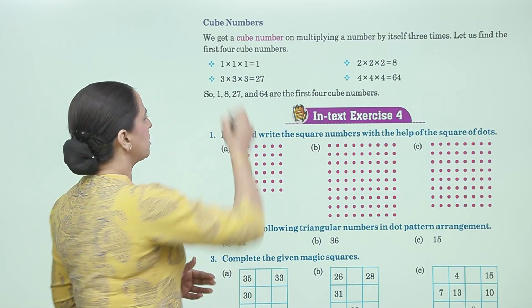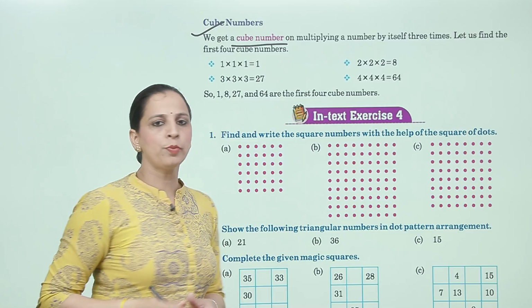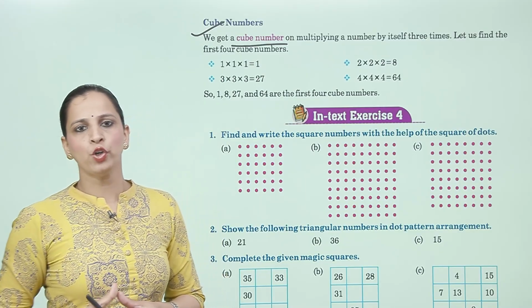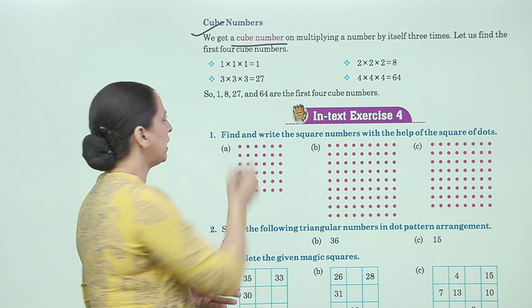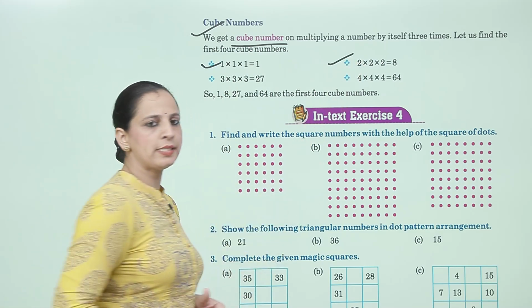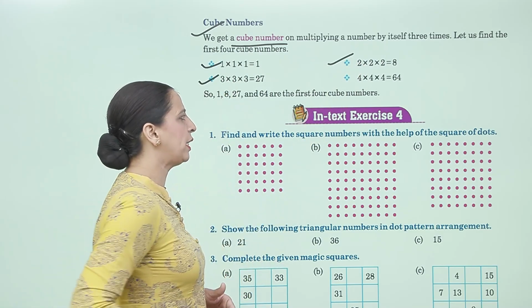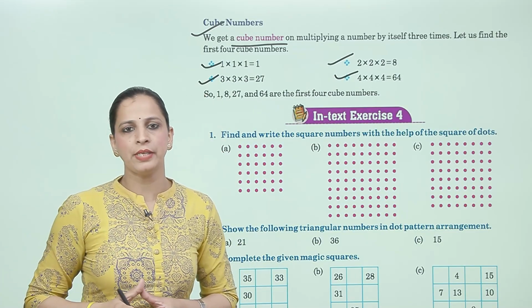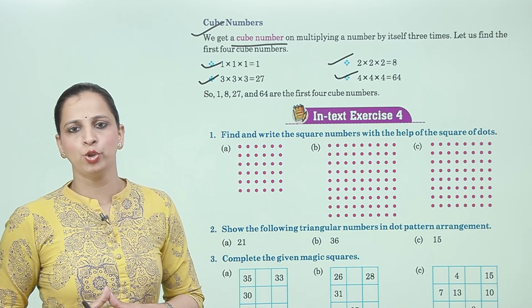Now, cube numbers. We get a cube number on multiplying a number by itself 3 times. Let us find the first 4 cube numbers. 1 into 1 into 1 is 1, 2 into 2 into 2 is 8, 3 into 3 into 3 is 27, 4 into 4 into 4 is 64. So, 1, 8, 27 and 64 are the first 4 cube numbers.